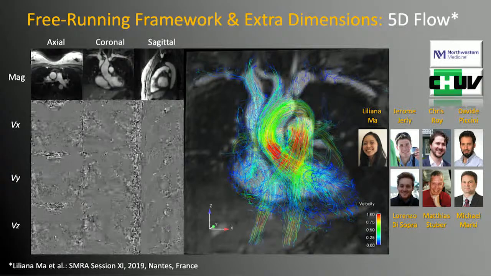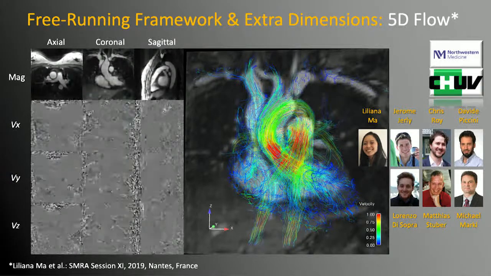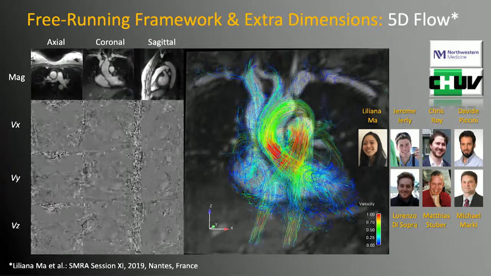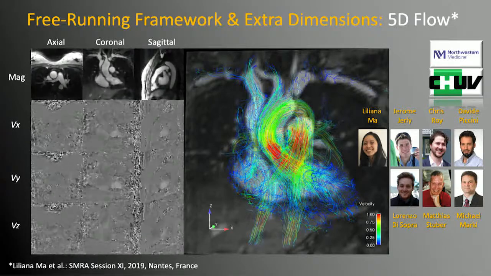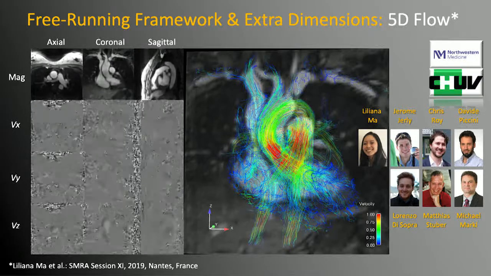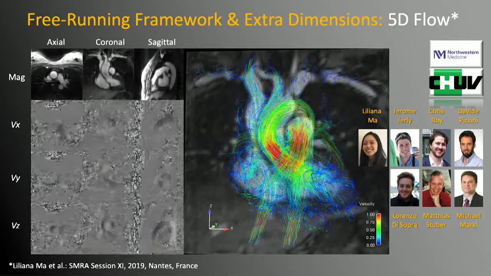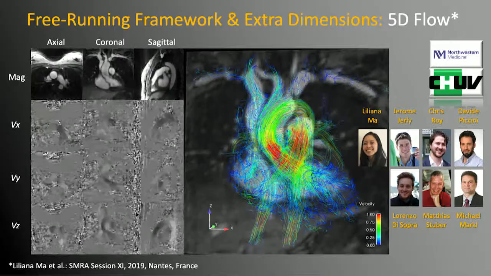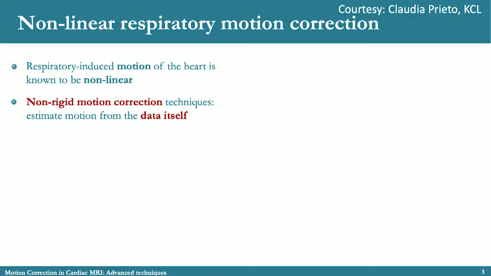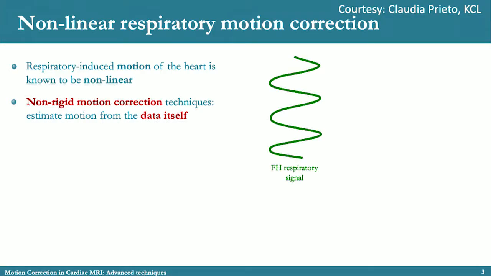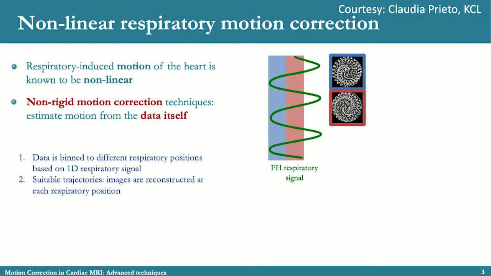We extended this to flow imaging again. I don't know how many dimensions these are, probably 5. But again, you do this during free breathing, no breath hold, no navigator anymore. And you can use this compressed sensing approach to then generate these flow images where you don't need an EKG or a navigator. These slides were given to me by Claudia Prieto, who does a similar thing.